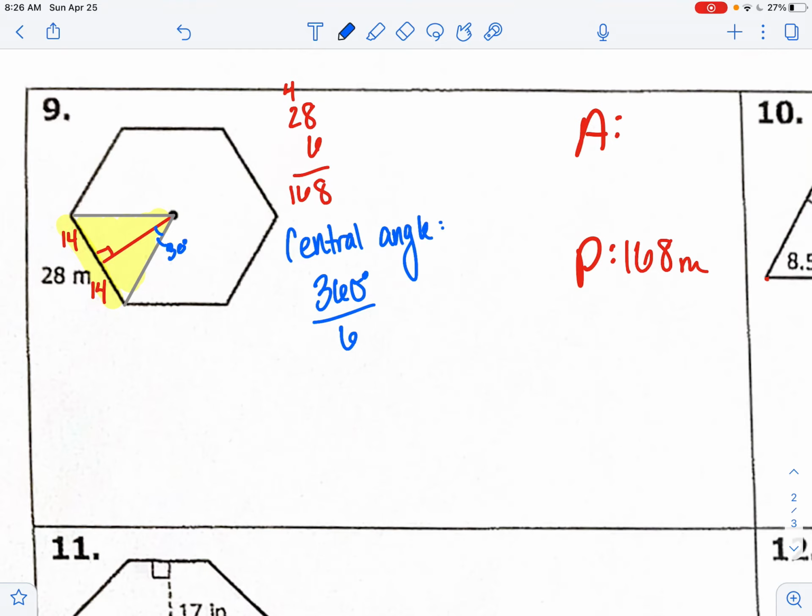And our very last step to finding our apothem would be to draw, yikes, that's not a right triangle. There we go, a right triangle. 14 is the opposite side. This is 30. And I want the apothem. So what I can do from here is identify what sides I have from my given angle of 30. I have the opposite, and I want the adjacent.